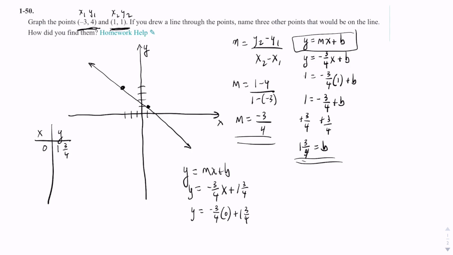There's a point, right? I could put any values in. Let's put a 4 in because that cancels out pretty nicely, right? So I would get y equals -3/4 times 4 plus 1 3/4. So -3/4 times 4, that cancels. So it's -3 plus 1 3/4. -3 plus 1 3/4 is -1 1/4, right? -1 1/4.